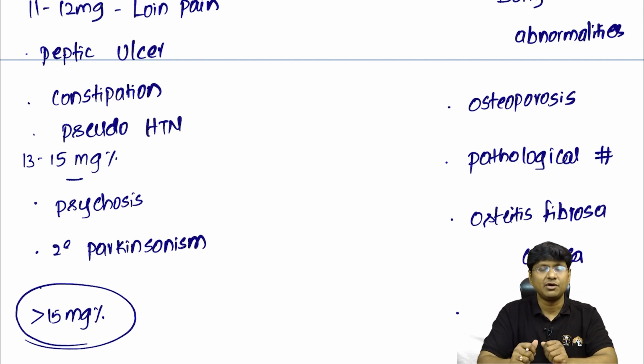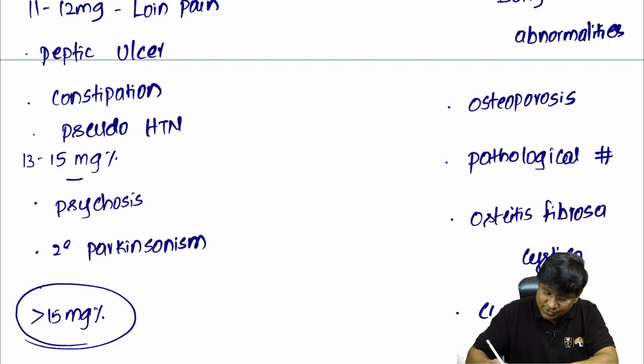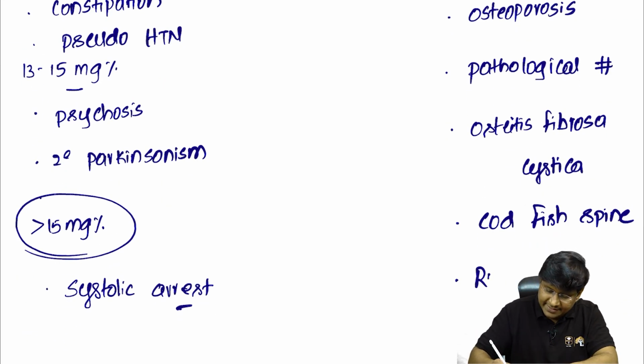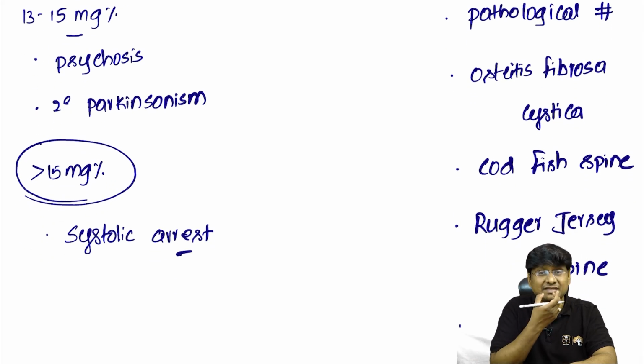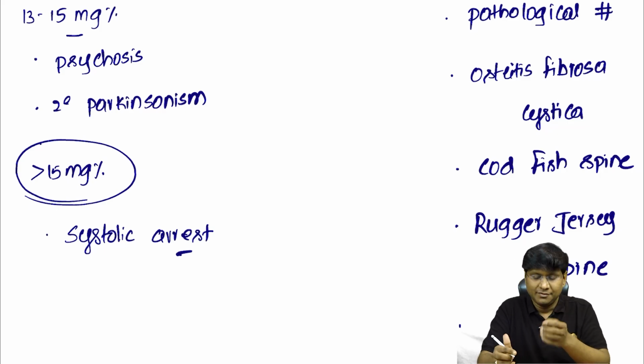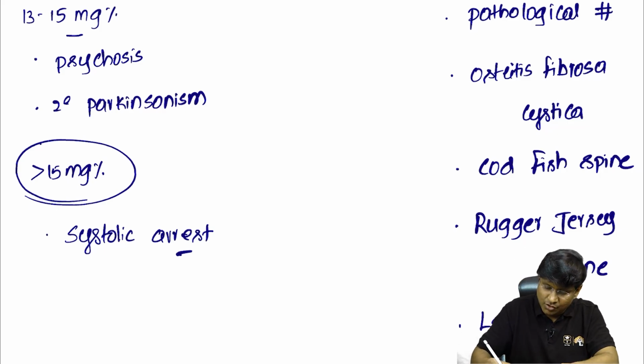The other important bony abnormalities that you will have are the development of the codfish spine, and the development of the Rugger-Jersey spine. And even within the tooth, there will be demineralization of the mandible, which will result in loss of lamina dura.